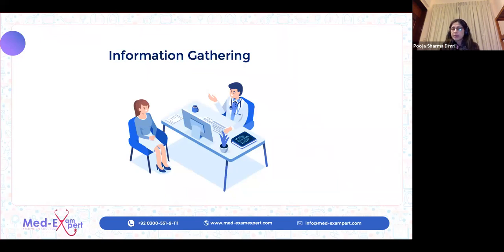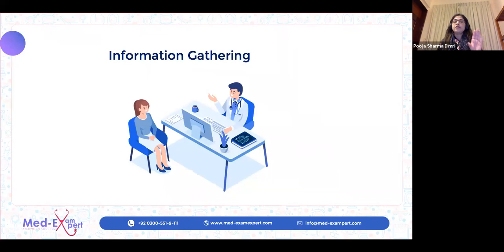So history, examination, and investigation, all this constitute the information gathering. That is all information you have gathered from the patient to actually form the diagnosis and to explain the management plan. You do not do an examination in the exam. You are not performing an actual examination, but you should be telling the patient that I want to examine you. What do you want to examine? I want to do an abdominal examination, or I want to do an examination of the vagina.